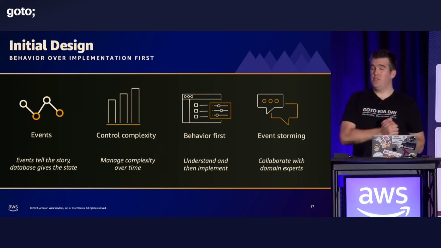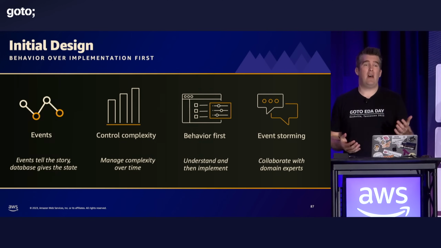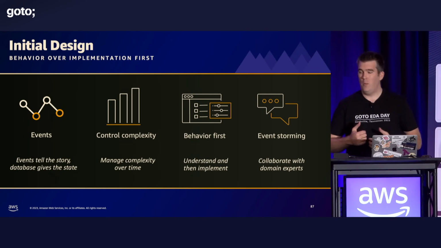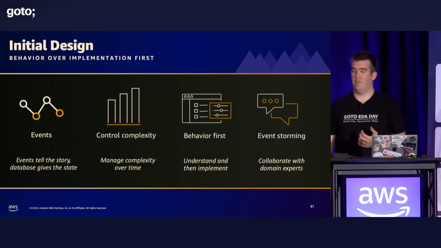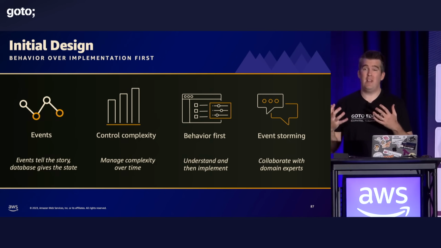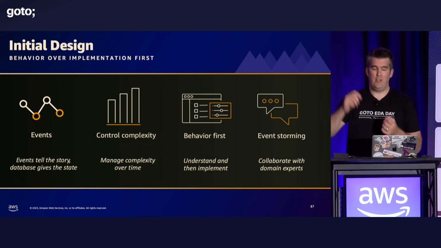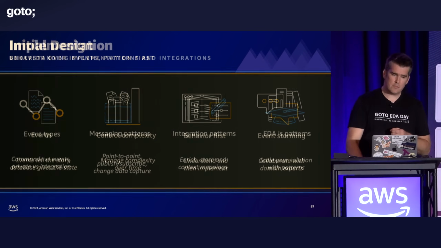We spoke about the initial design, events themselves. Why do we care about events? Well, events tell the story. We spoke about understanding behavior first, right? Actually, rather than implementing first. And event storming can really help you identify these boundaries and your events and your architectures.